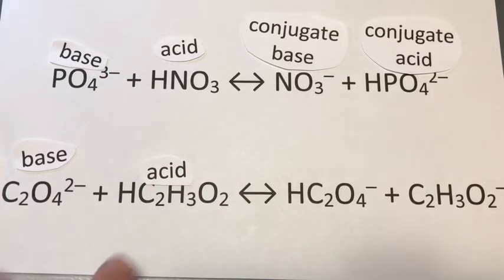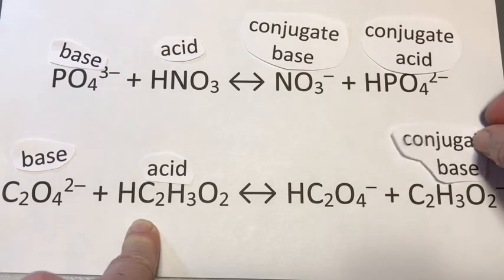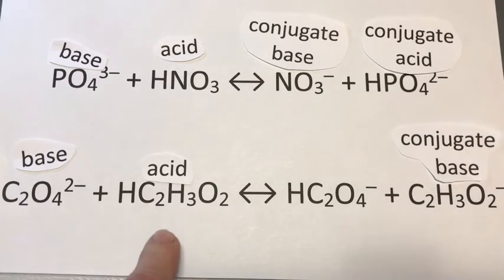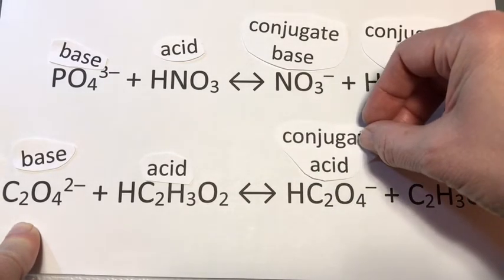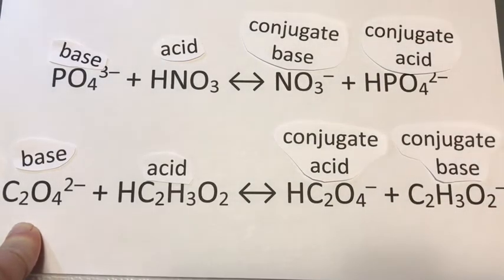The conjugate base is the acid after it's lost its hydrogen ion. That would be this molecule over here. And the conjugate acid is the base after it's gained the hydrogen ion. That's the conjugate acid.